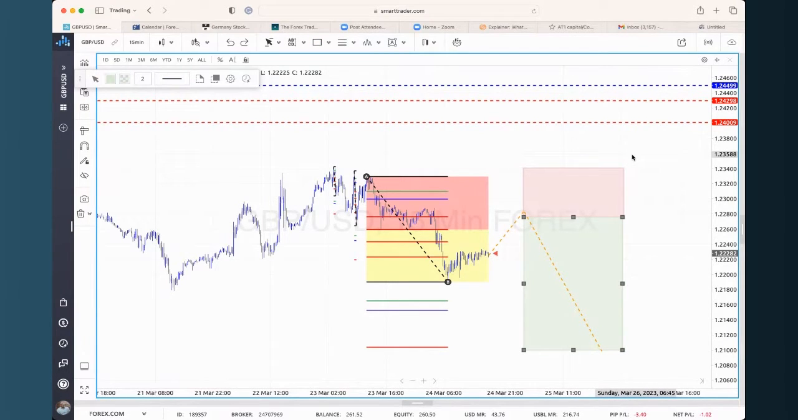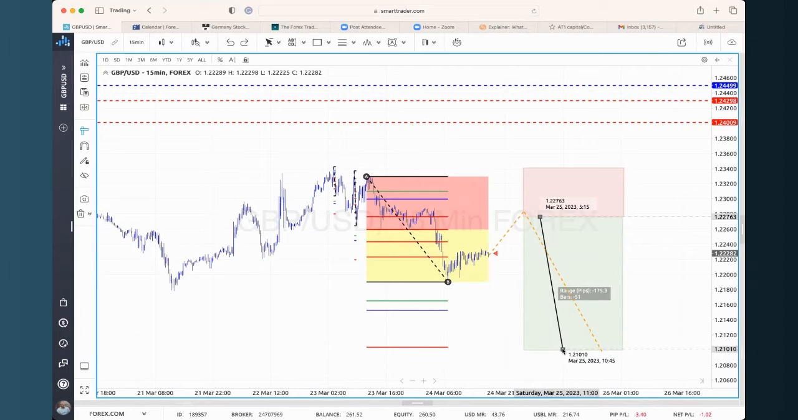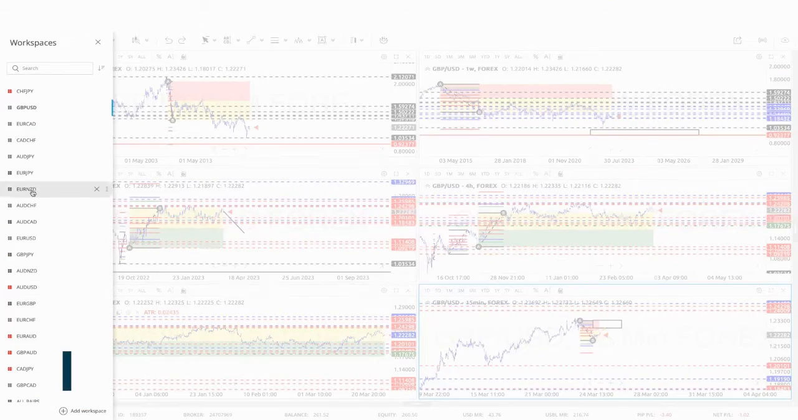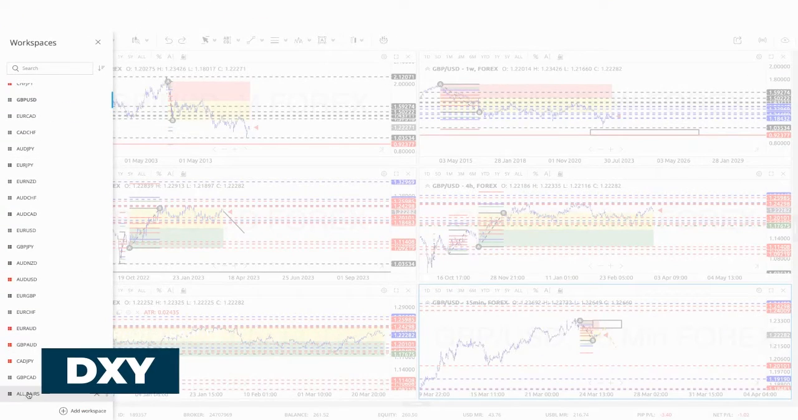So I want to come to you guys today, do a markup on the pound dollar. We'll take a look at where the dollar is, the dollar index, and then we'll do a multi-time frame analysis on the pound dollar. Take a look at what opportunities are present in the short term and what we could potentially be looking at from a long-term perspective.